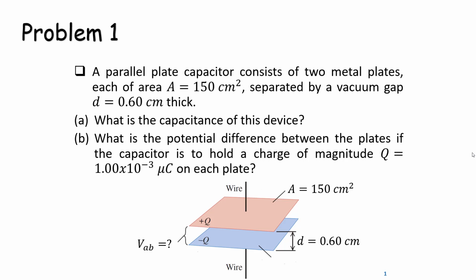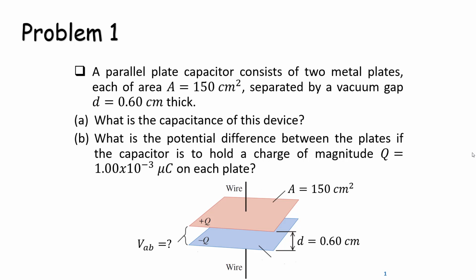A parallel plate capacitor consists of two metal plates, as shown in the figure, each of area A equal to 150 centimeters squared, separated by a vacuum gap D equal to 0.6 centimeter thick. What is the capacitance of this device? And what is the potential difference between the plates if the capacitor is to hold a charge of magnitude Q equal to 1 times 10 to the minus 3 microcoulomb on each plate?